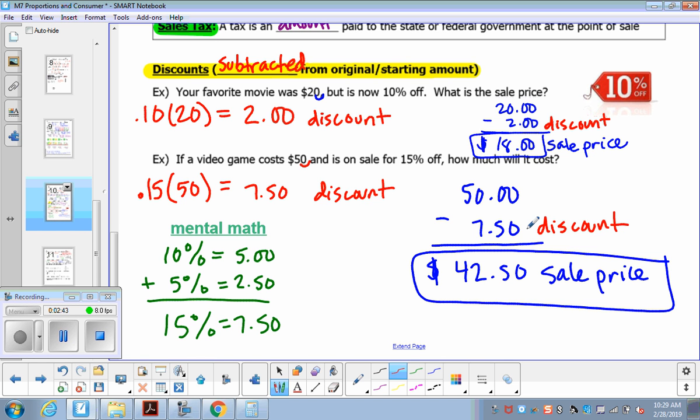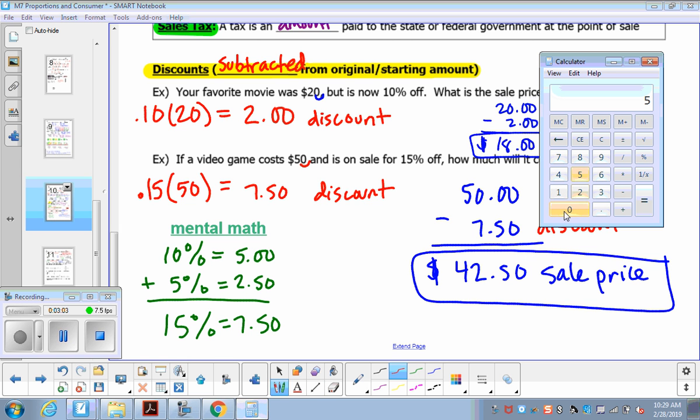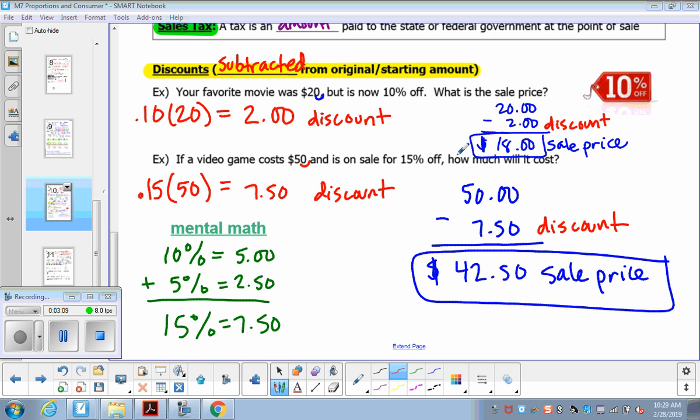So if you save the $7.50 and we want to know how much it's going to cost, that would be $42.50. Be careful not to think that it's $43.50. 50 minus 7 is 43, but now we need to take away 50 more cents, so now we're down into $42.50, okay? You can use a calculator to do the $50 minus the $7.50, and it's $42.50, okay?